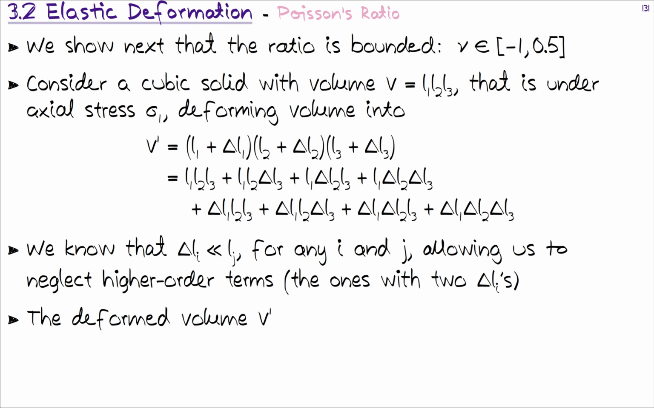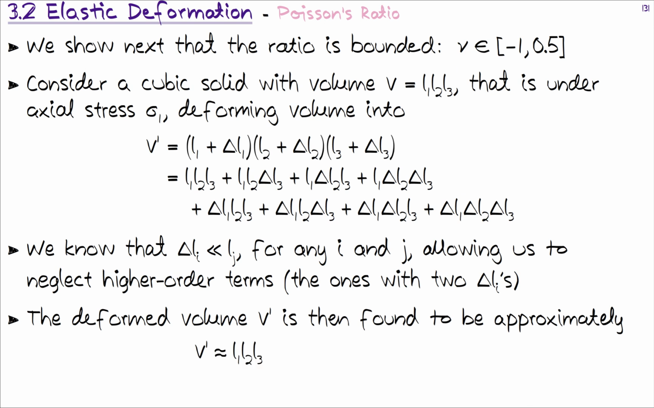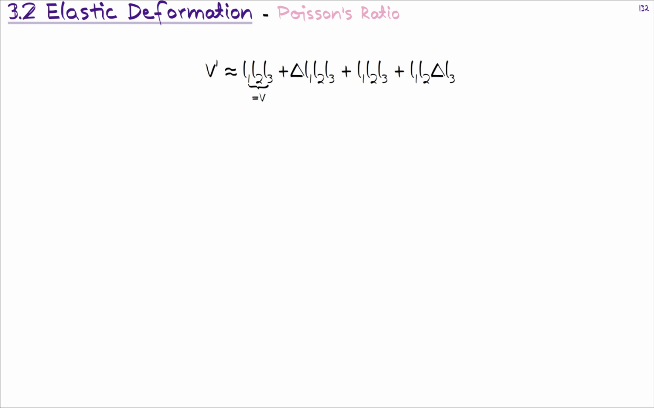So now we have an equation for the deformed volume V prime, and we can approximate that it is of the form V prime equals the original volume L1 times L2 times L3 plus the first order contributions to the change of the volume, so delta L1 times L2 times L3 and these other terms. Looks nice, and this is very logical so far. And we will continue and see that this is also very logical all the way down to the final solution.